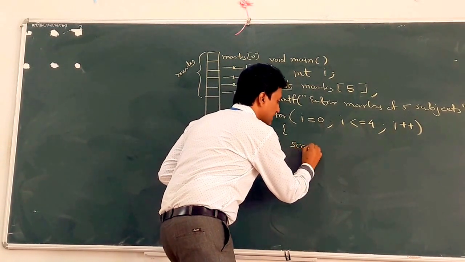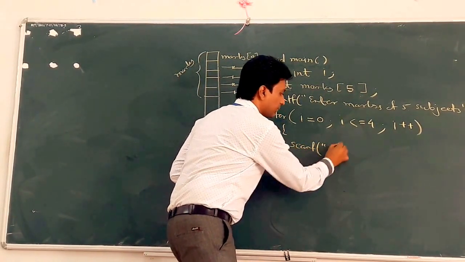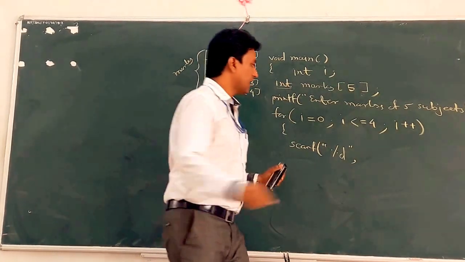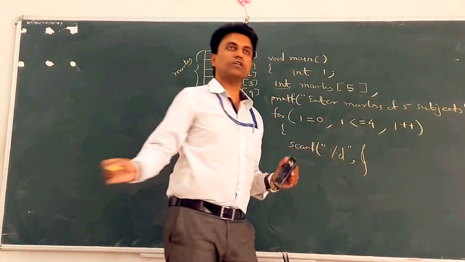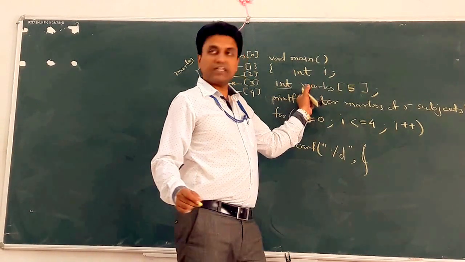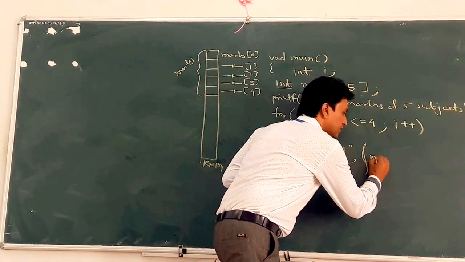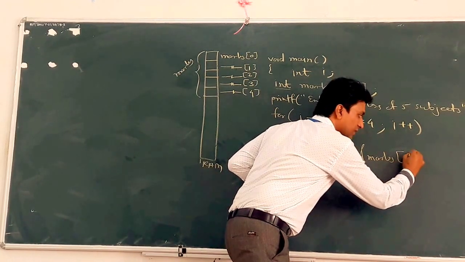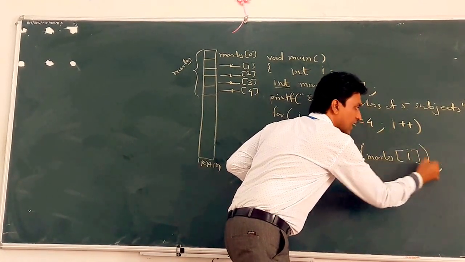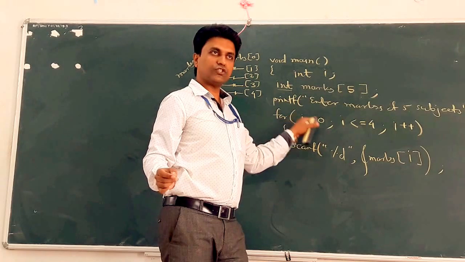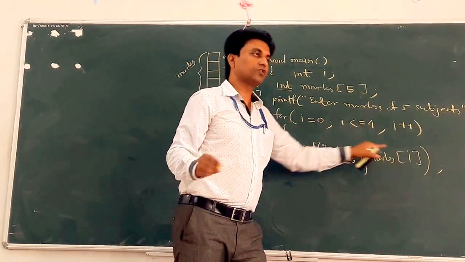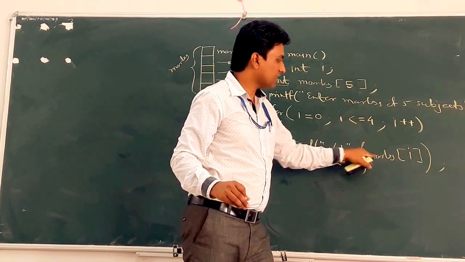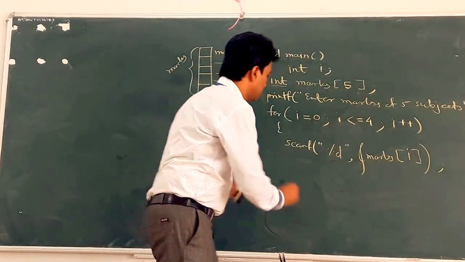Again, scanf. Percentage d for storing the first subject's marks. Address of where to store marks: address of this variable, address of marks. At which index? Subscript operator, and right here index i. It means in the first execution i is equal to 0, so whatever marks are entered here are stored at the location address of marks of 0.